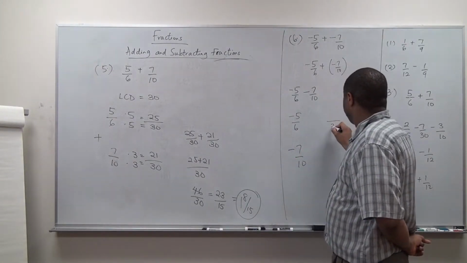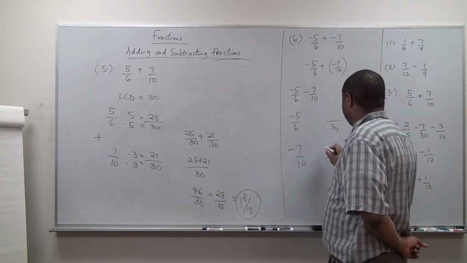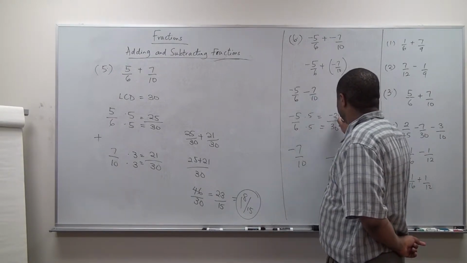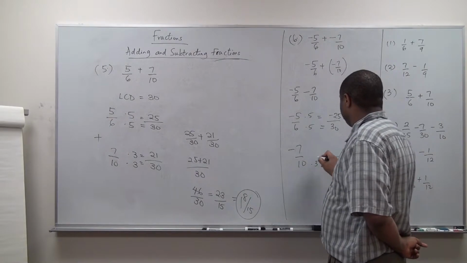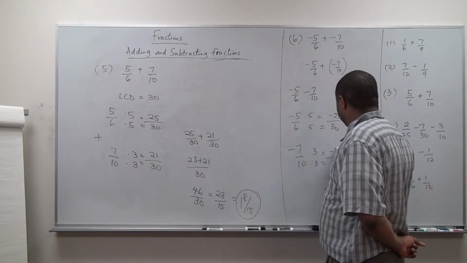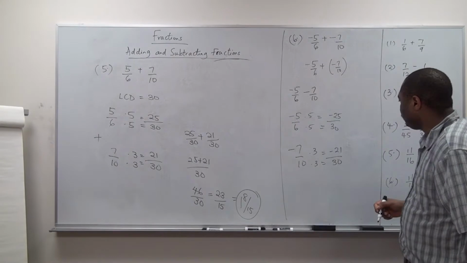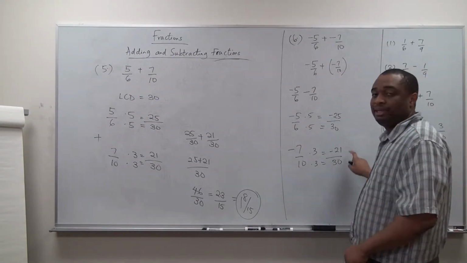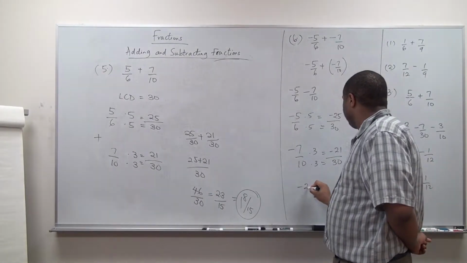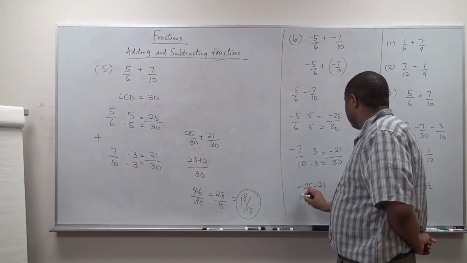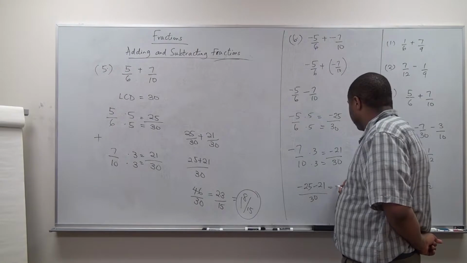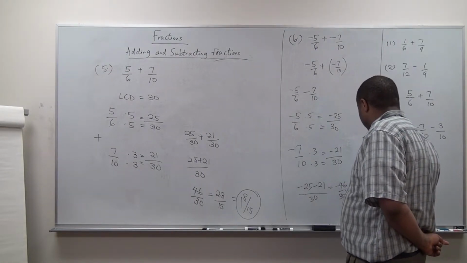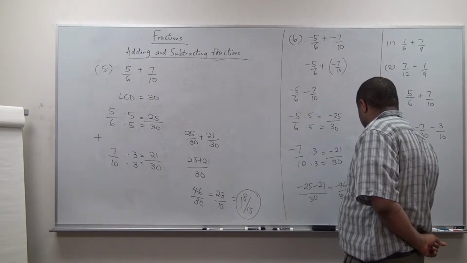So this is over 30, times 5, negative 25 over 30, times 3, negative 21 over 30. And you now work on the numerator. They have the same denominator right now. This is negative 25, negative 21 over 30, which is negative 46 over 30, which is negative 8 over 15.